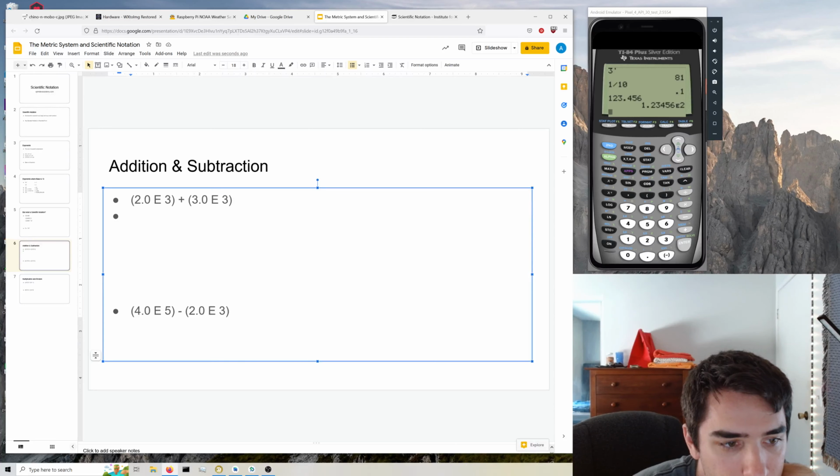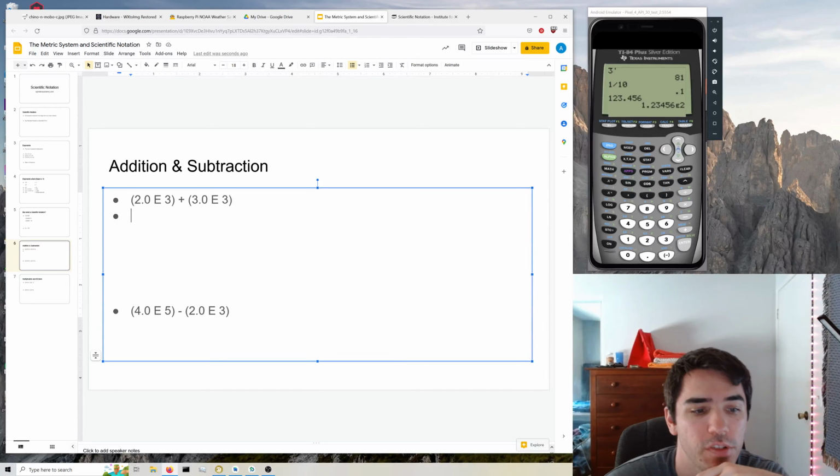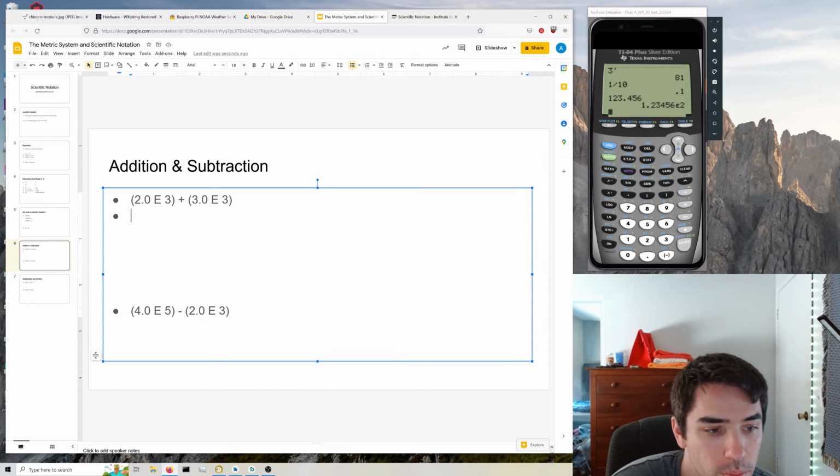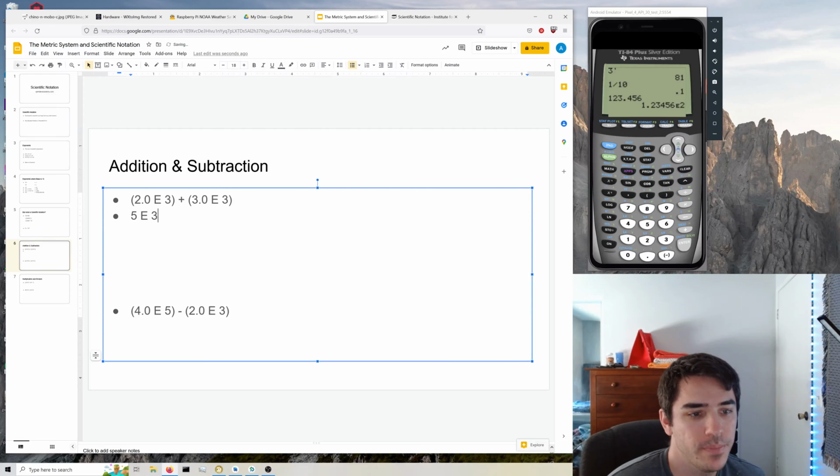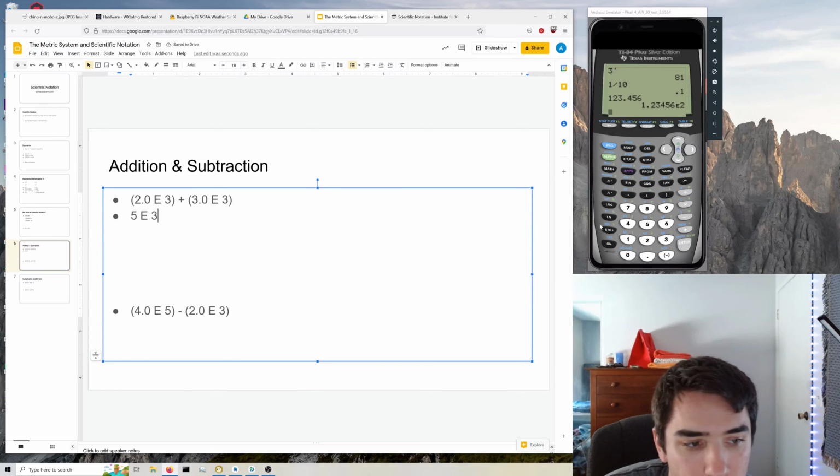In this case, the exponents are the same, so we can just add these two numbers together. 2 plus 3 is 5, E3, and that's our answer. And I can check that, see if I did it wrong. I don't think I did.